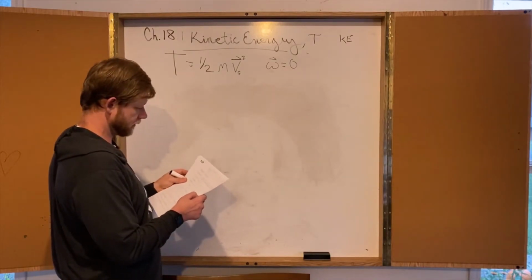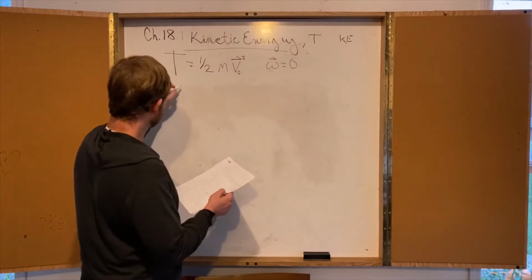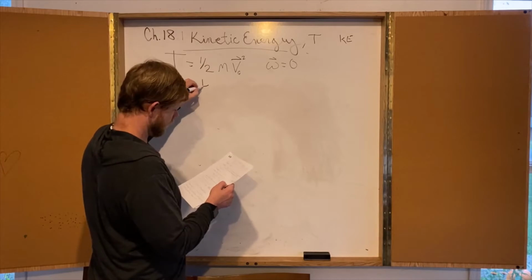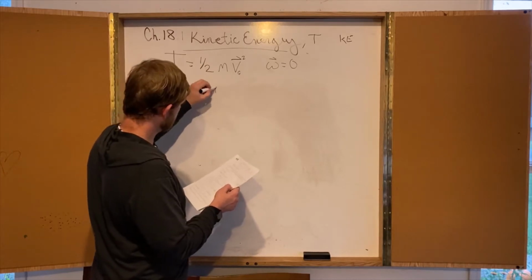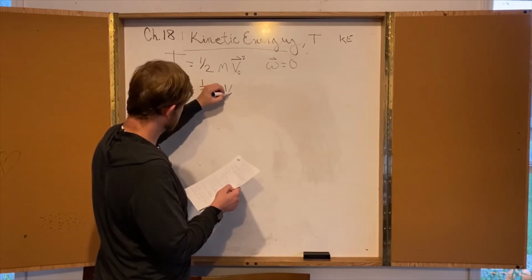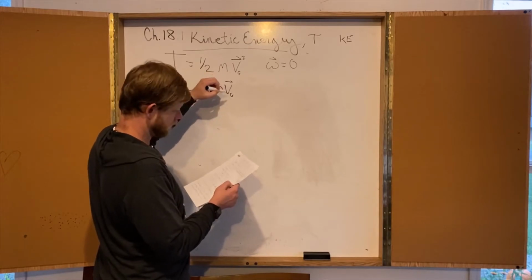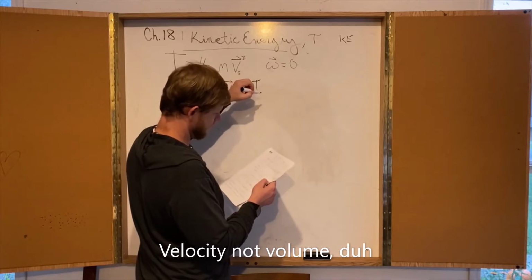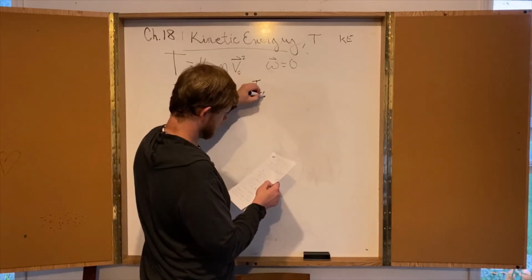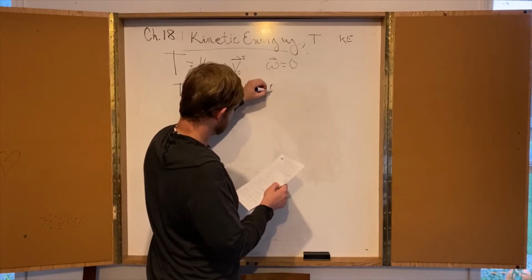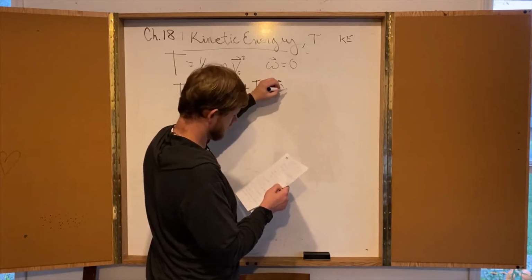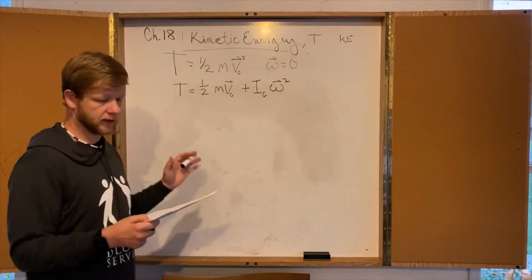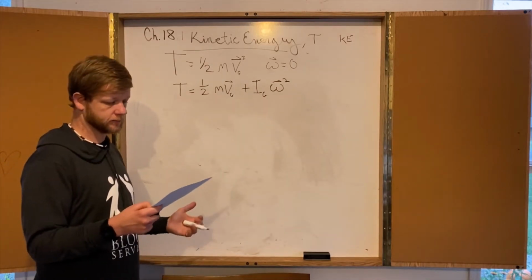If the rotation is about a fixed axis, then T would equal 1/2 the mass times the velocity squared plus the moment of inertia about G times the angular velocity squared. So this is if you have translation and rotational kinetic energy.